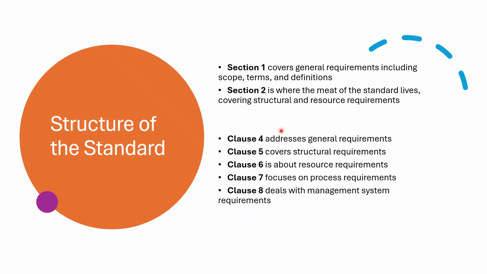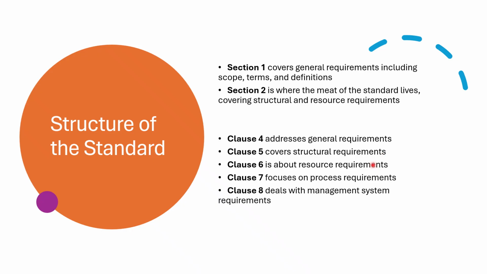So let's talk about the structure of the standard. Now the 2017 version has two main sections. Section 1 covers the general requirements including scope, terms and definitions, while section 2 is where the meat of the standard lives, covering the structural and resource requirements. Let me break down the key clauses, and remember, I'll be creating dedicated videos for each of these clauses. Clause 4 addresses general requirements. It emphasizes impartiality and confidentiality. So laboratories must be independent and protect client information.